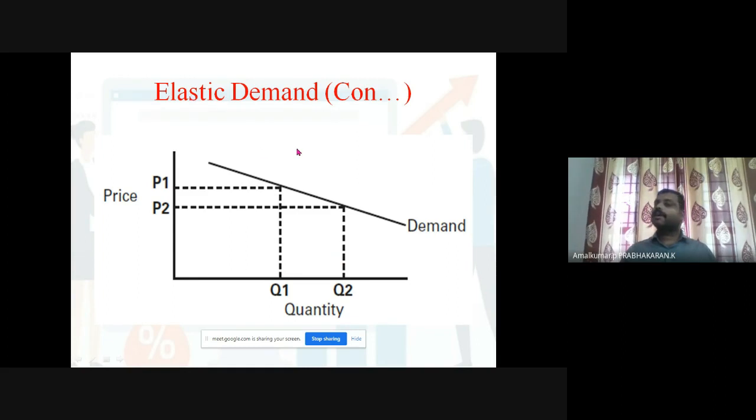So this is called elastic demand. Any small change in price leads to a large change in the quantity demanded. If P1 decreases to P2, a large change happens in the quantity demanded, from Q1 to Q2. A large difference is there in the quantity demanded. That is elastic demand.